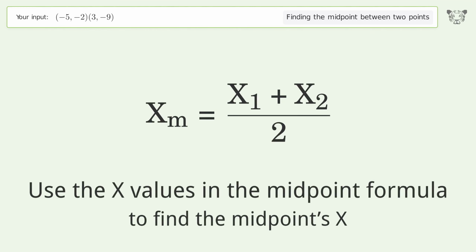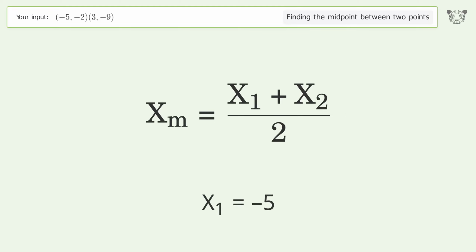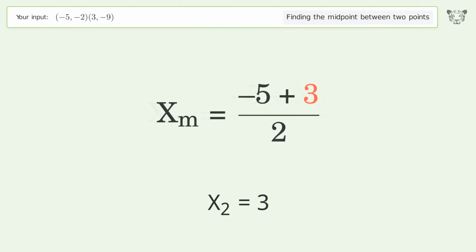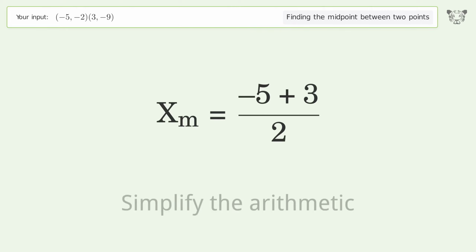Use the x values in the midpoint formula to find the midpoint's x. x1 equals -5. x2 equals 3. Simplify the arithmetic.